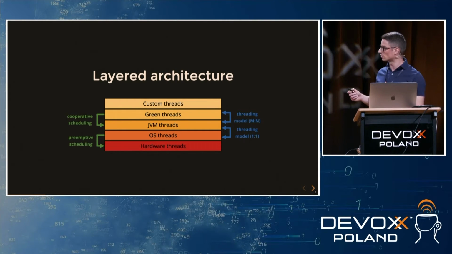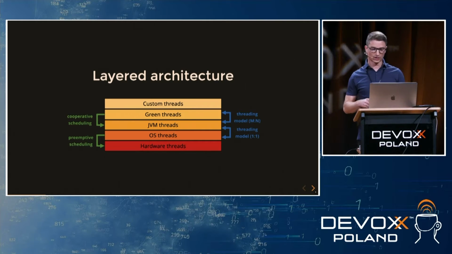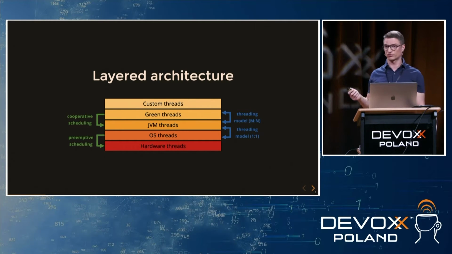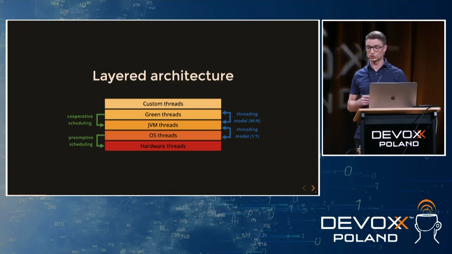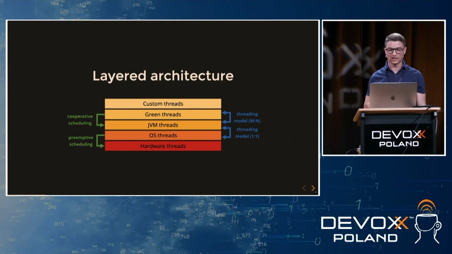The third threading model is not available on this slide, but it's a M2-1 model, where M threads from the higher layer will be multiplexed and executed on a single thread from the layer that is directly below. And this is the model that can be found usually on platforms that don't have native support for multi-threading, for example, in the world of JavaScript.